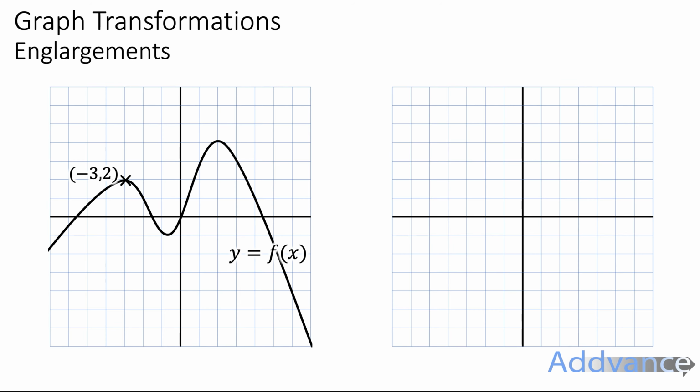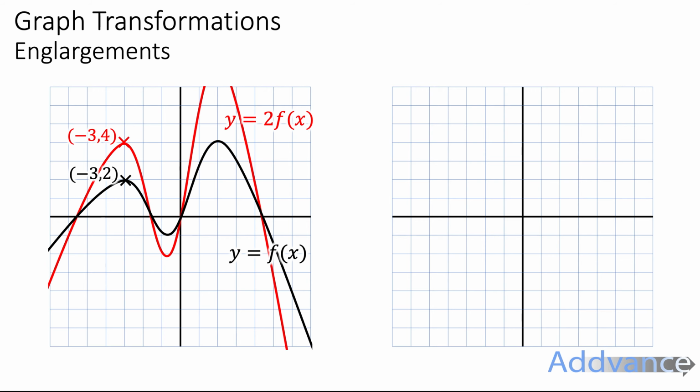Here we've got a line drawn, y equals f of x, and we're focusing on the coordinate minus 3, 2. What we can do is multiply the entire equation by 2, and that doubles the height of the curve. So it stretches it upwards. And notice what's happened to the y-coordinate here. We've doubled the y-coordinate of every point, and minus 3, 2 has become minus 3, 4.